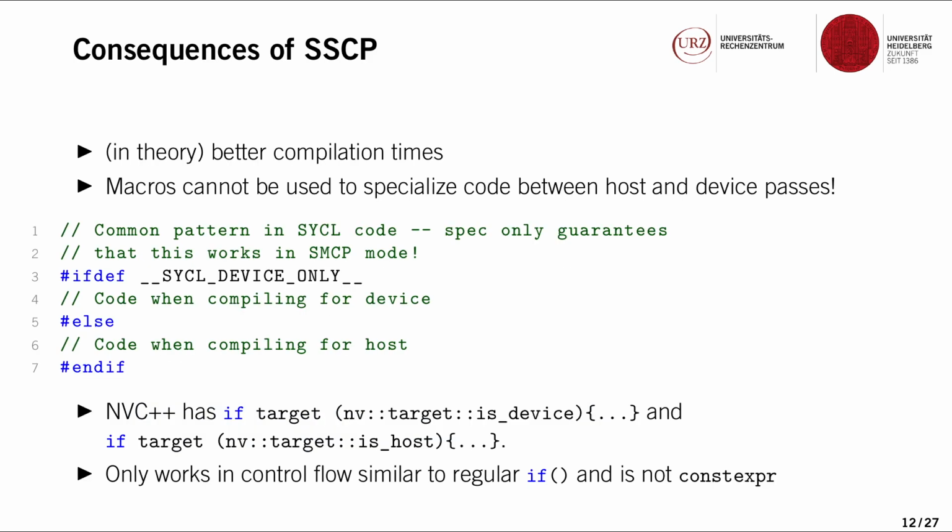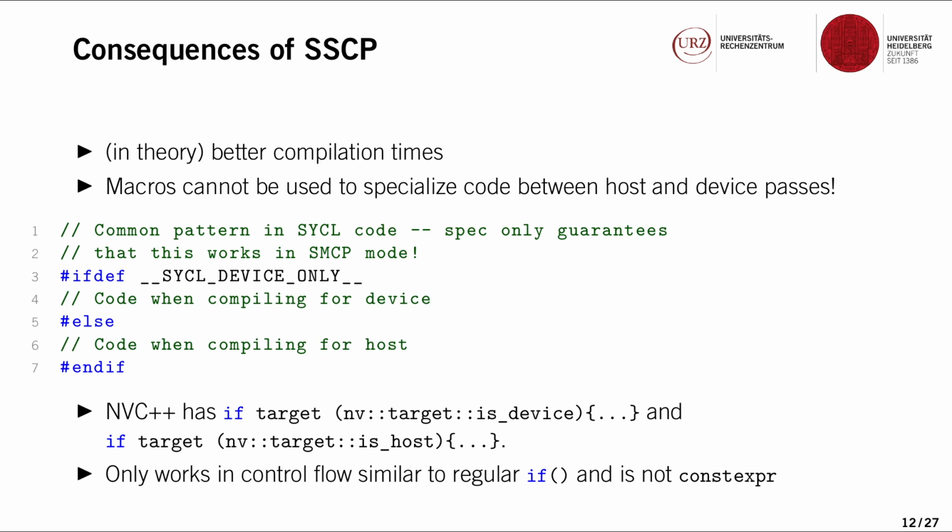So what are the consequences of such an SSCP design? One is, of course, that in theory you can have better compilation times because you only need to parse the code once instead of multiple times. A consequence of you only parsing the code once, however, is that you cannot use macros to specialize code between host and device passes. And there's a common pattern in SYCL code where you use the SYCL device only macro to decide if you're in the device compilation pass or the host compilation pass, and then you can optimize your code for the device case or for the host case. However, the specification only guarantees that this works in the SMCP model. It does not work in SSCP at all.